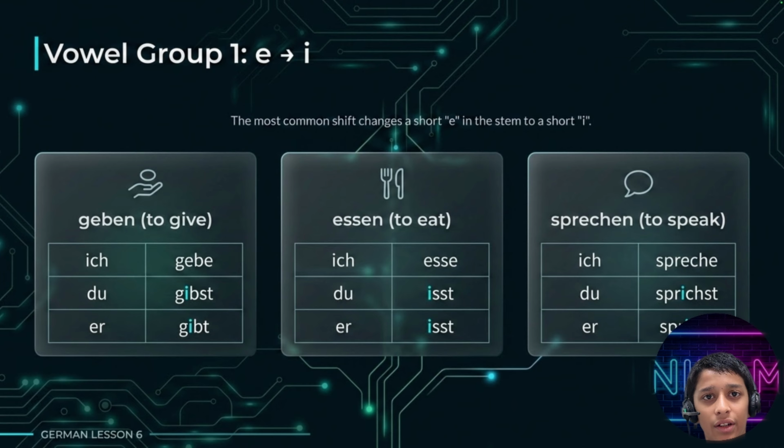Essen, to eat. Ich esse, du isst, er isst, wir essen, ihr esst, sie essen. Sprechen, to speak. Ich spreche, du sprichst, er spricht, wir sprechen, ihr sprecht, sie sprechen. Notice that in each case, ich and all plural forms keep the original E. Only du and er, sie, es receive the I. This pattern is consistent across the entire group.